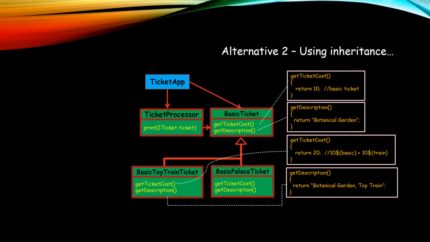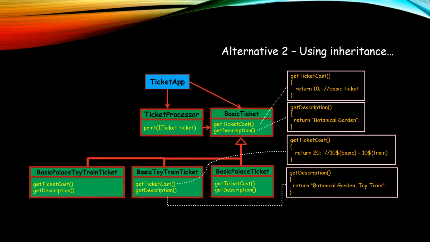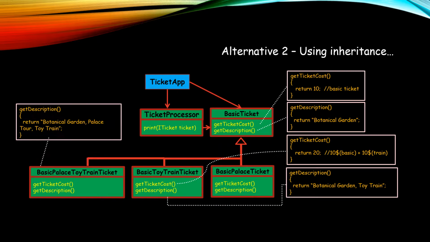Hold on, did we miss something? What if visitor chooses Palace Tour in addition to Toy Train Ride? Then we need one more derived class. Let's call it Basic Palace Toy Train. It will override the 2 methods similarly. As an example, its get description method will return a concatenated string of Botanical Garden, Palace Tour, Toy Train.